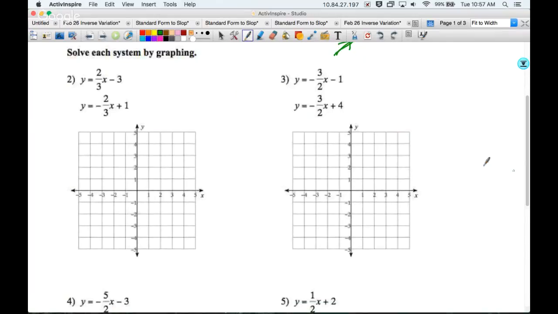Solve each system by graphing. Problem number 2. So when solving by graphing, I want these equations to be in slope-intercept form, but they already are. If they weren't, that would be my first step. But since they're already in slope-intercept, I can just go ahead and start graphing them. Let's start with this first one.